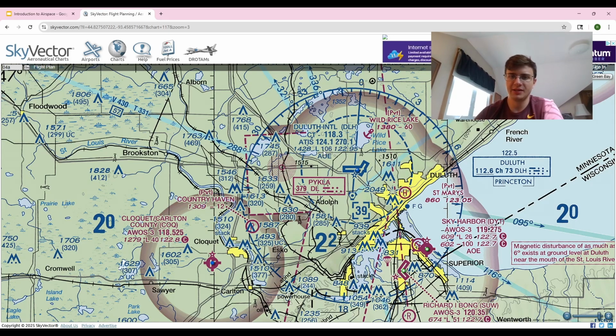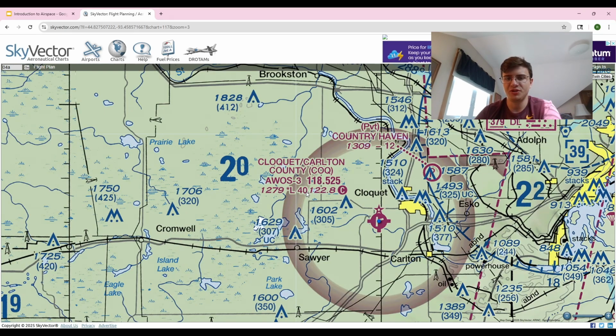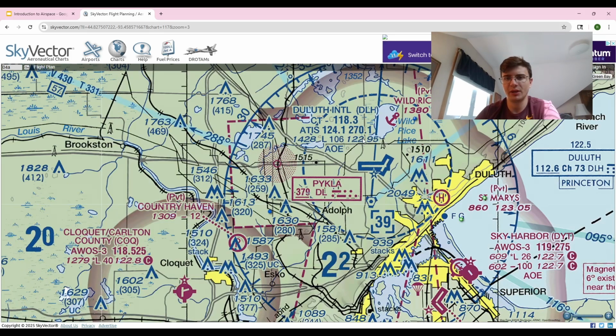How do we get that? This is abbreviated. So every number you see here, let's take a look at Cloquet. You see 40 right here. Add two zeros to the back, the longest runway is 4,000 feet. That's how we get the length of that runway.